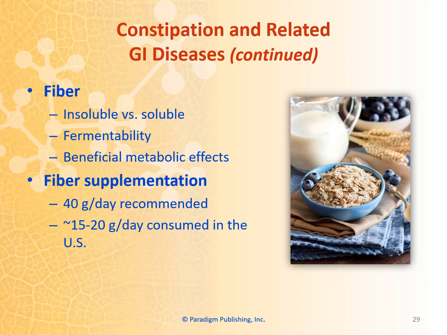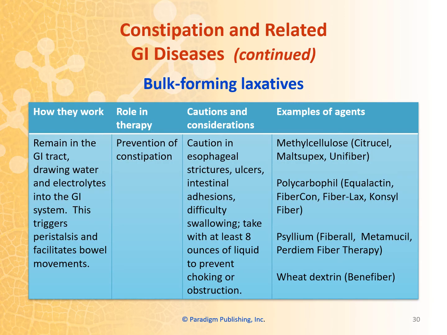There are different types of fiber, soluble and insoluble, and then there are different fiber supplementation suggestions. So we have the bulk-forming laxatives. They remain in the GI tract, drawing water and electrolytes into the GI system. This triggers peristalsis and facilitates bowel movements. They are usually used to prevent constipation. So things like Fibercon, Metamucil, and Benefiber. A lot of those are ones that you dissolve in water and drink.